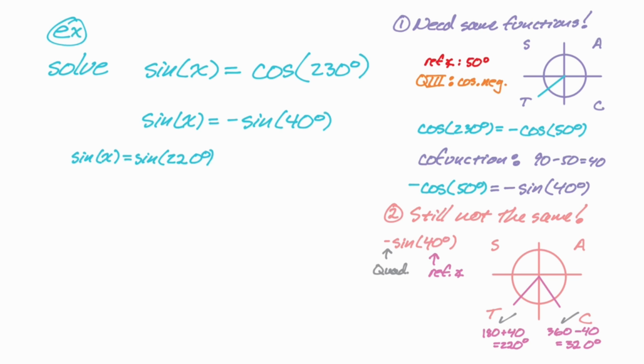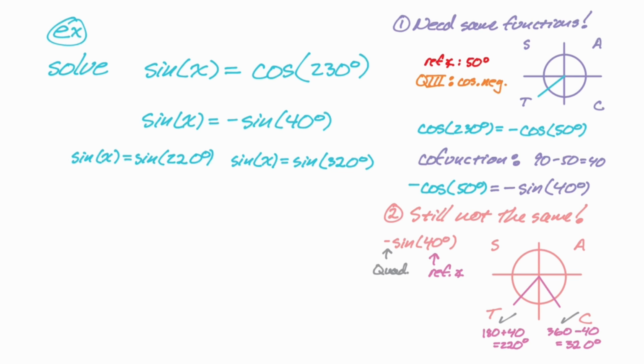Now we know that sine of x is equal to the sine of 220. Definitely, right? Based on the original, sine of x equals cosine of 230 is equivalent to sine of x equals sine of 220. That's one equation. The other equation is that sine of x equals sine of 320. But remember, we're solving for x. We're not solving for like sine of x. So you got to get the x out of there. So what we're going to do is just equate the arguments here.